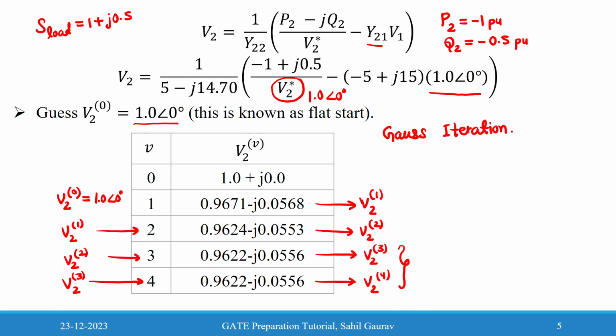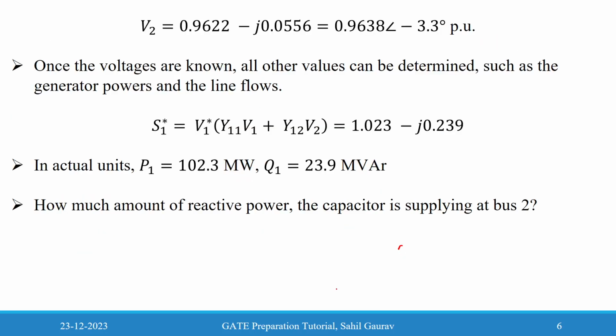If there is some tolerance, you have to take some epsilon value: whatever voltage you get at different iterations, just subtract the previous one from the newer. If you are within that tolerance band, then you have to stop at that point. So here we are getting approximately similar values, so we can stop here and say that this is the final voltage at bus 2. In phasor form, you will get 0.9638 at the angle of minus 3.3 degrees per unit, right?